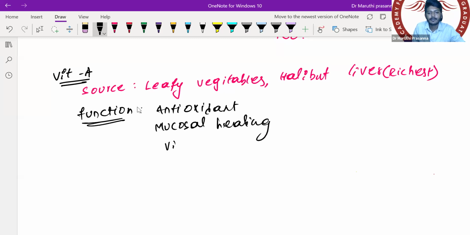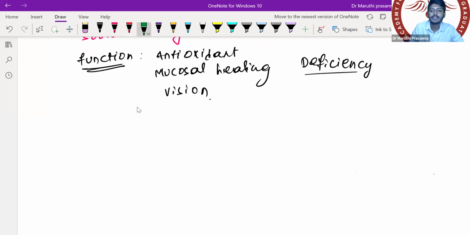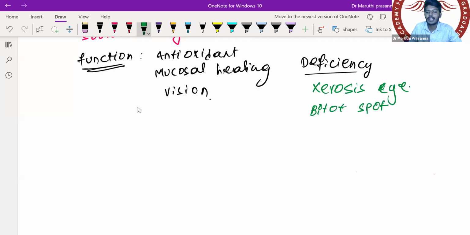okay. It is also responsible for vision. Deficiency leads to, which are all the most important points to be remembered here. Deficiency leads to, what is that? Yes, first one is xerosis of the eye. Dryness of the eye is the first complaint. Later it can progress into something called Bitot's spot. If left untreated, night blindness will be there.